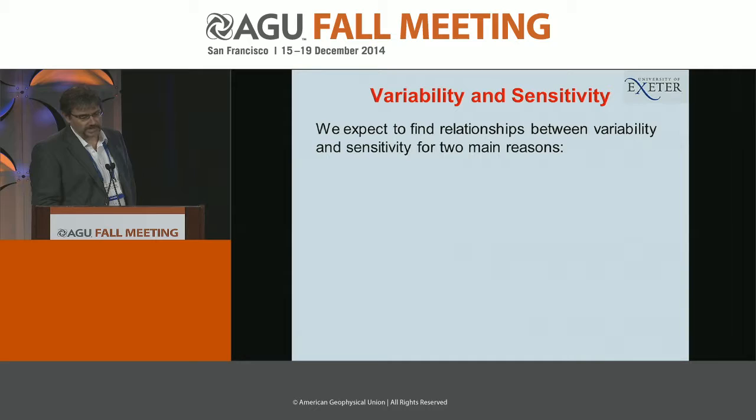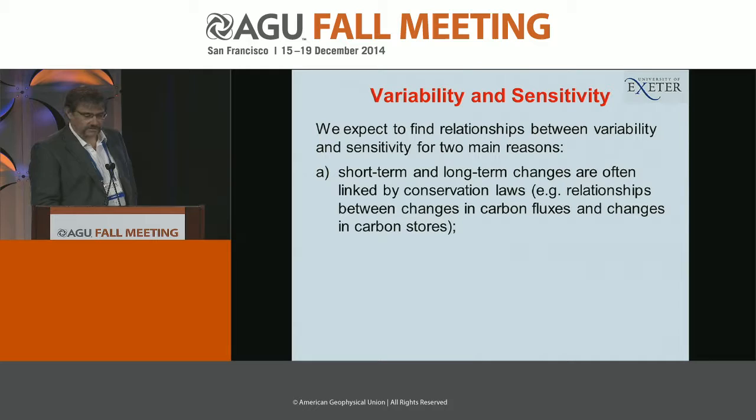To begin with, we have conservation laws in the climate system. For example, if we're interested in changes in the storage on land, like the second figure I showed you, it will be driven in part by changes in fluxes. That's because there are conservation laws that link the rate of change of a store to the fluxes. So if you look at sensitivity of fluxes, you often get a reasonable estimate of sensitivity of stores.